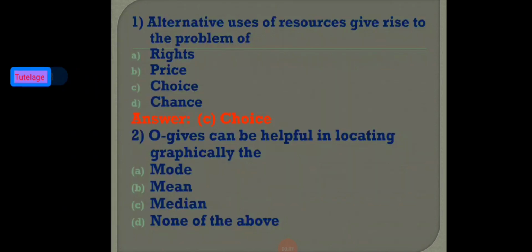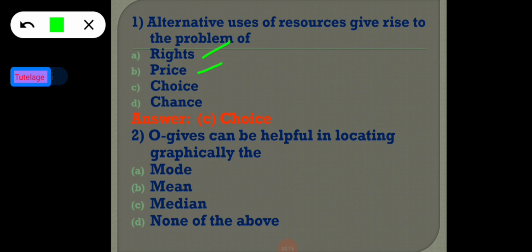So here, this is the first question. Alternative uses of resources give rise to the problem of, there are four options. First one is right, second one is price, third one is choice and chance. So problem of choice is the correct answer for this question. Alternative uses of resources give rise to the problem of choice, and the problem of choice is related to the subject economics. So now going to the second question.